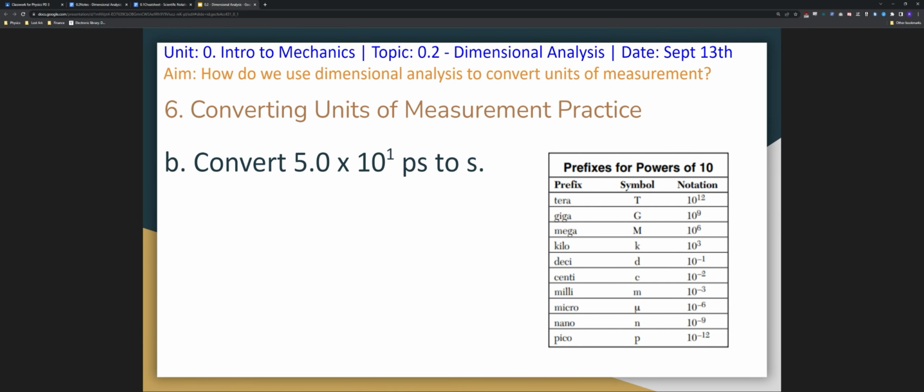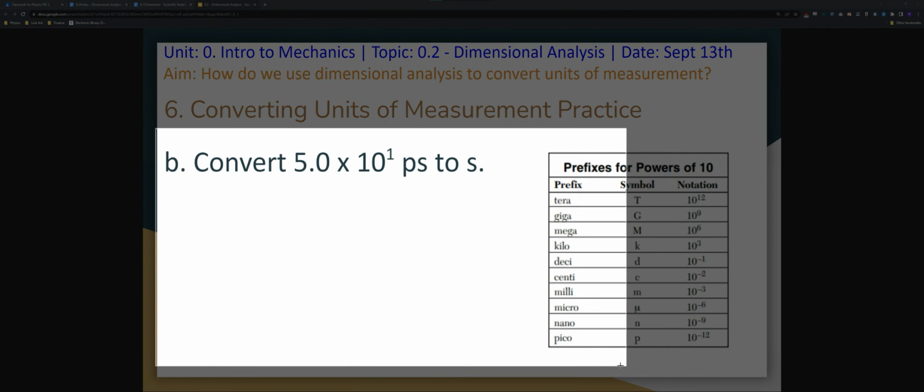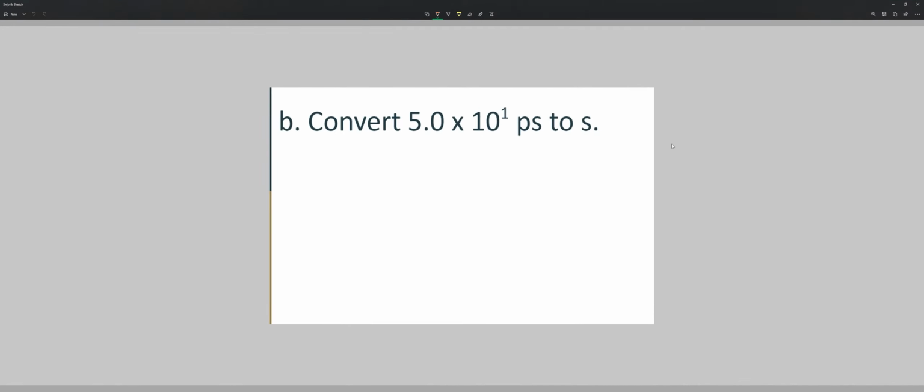I'm going to actually start with B. Actually, do one example here. Let's do that. So again, step 1, you want to write your original number. Well, this is your original number.